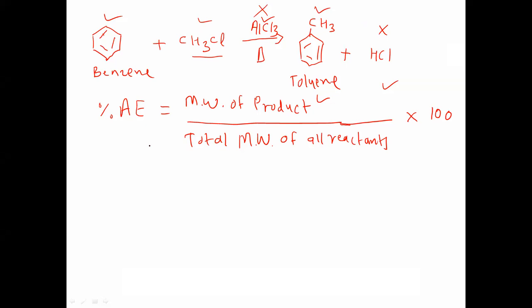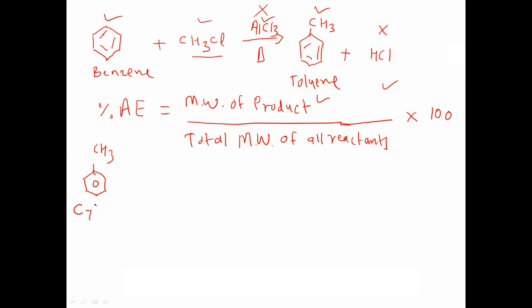Okay. Now let us calculate molecular weight of the product. So product is toluene, I will write it over here. To calculate molecular weight, we must know the correct molecular formula. So we have the structure. Let us calculate the molecular formula. Just count carbon. We have 6 carbons in the ring and one more in the methyl group. So altogether 7 carbons.